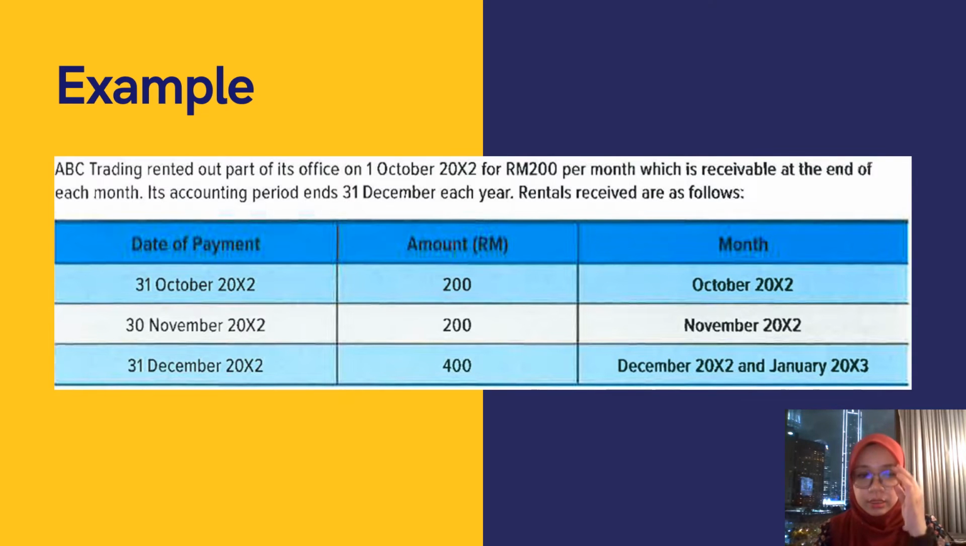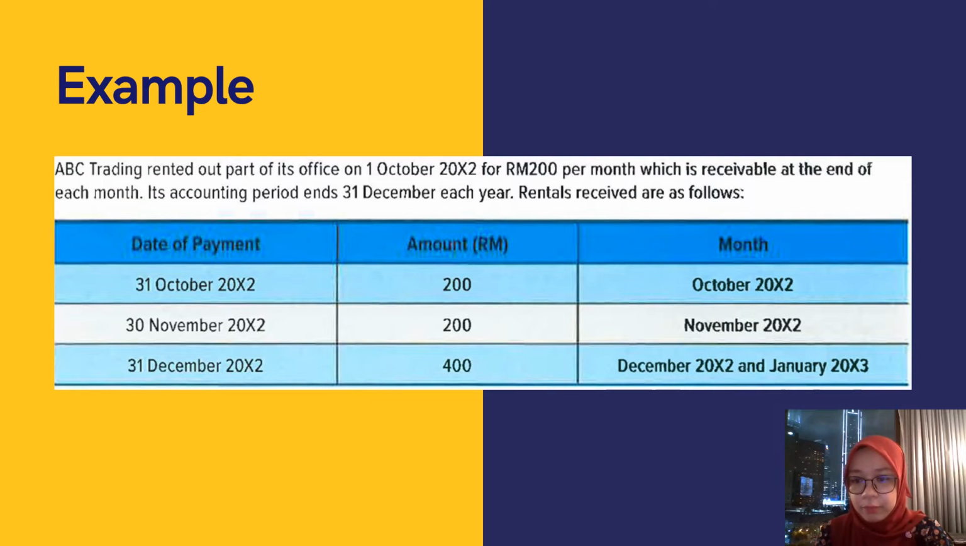Okay, for example, in this question, ABC Trading rented part of its office on 1st October, and the monthly rental is 200 ringgit. It received on 31st October the payment for October, 200 ringgit, and in November it received 200 ringgit for November, but in December it received 400 ringgit, which is the rental payment for both December and January.